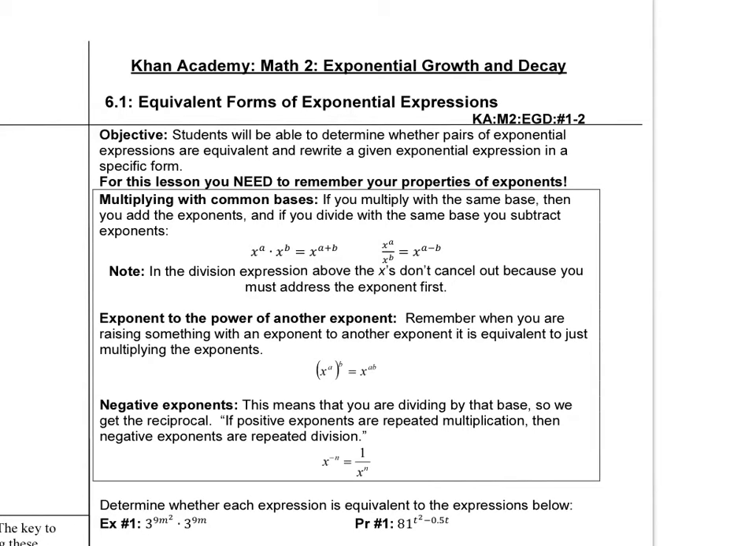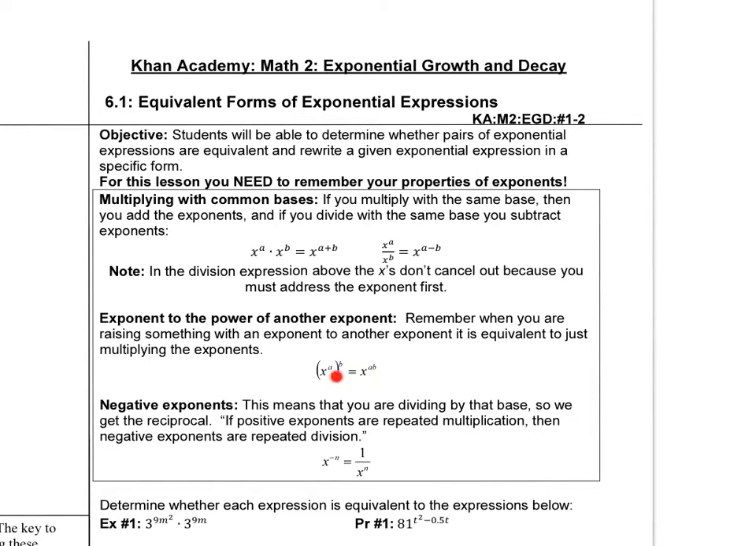Alright, so we're going to start off with some review stuff. We really got to be fluent with our properties of exponents here, and so I listed some of them here. When you multiply with common bases, remember you add the exponents, or if you divide, you subtract. I got an exponent to the power of another exponent. Remember, that's just like multiplying exponents. That's going to be important. We're going to use that one a lot here.